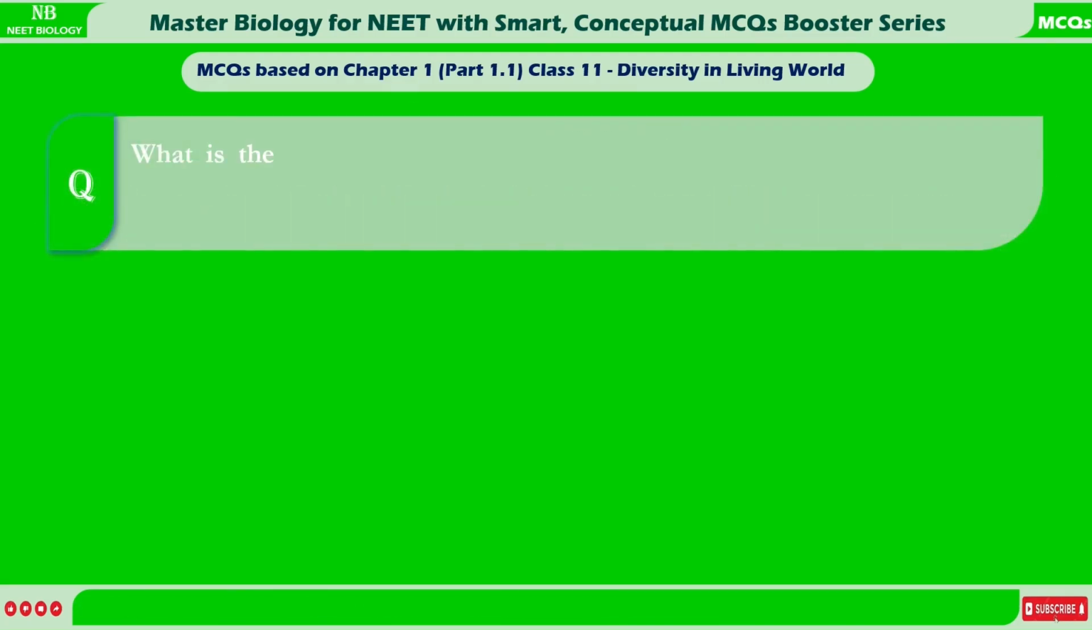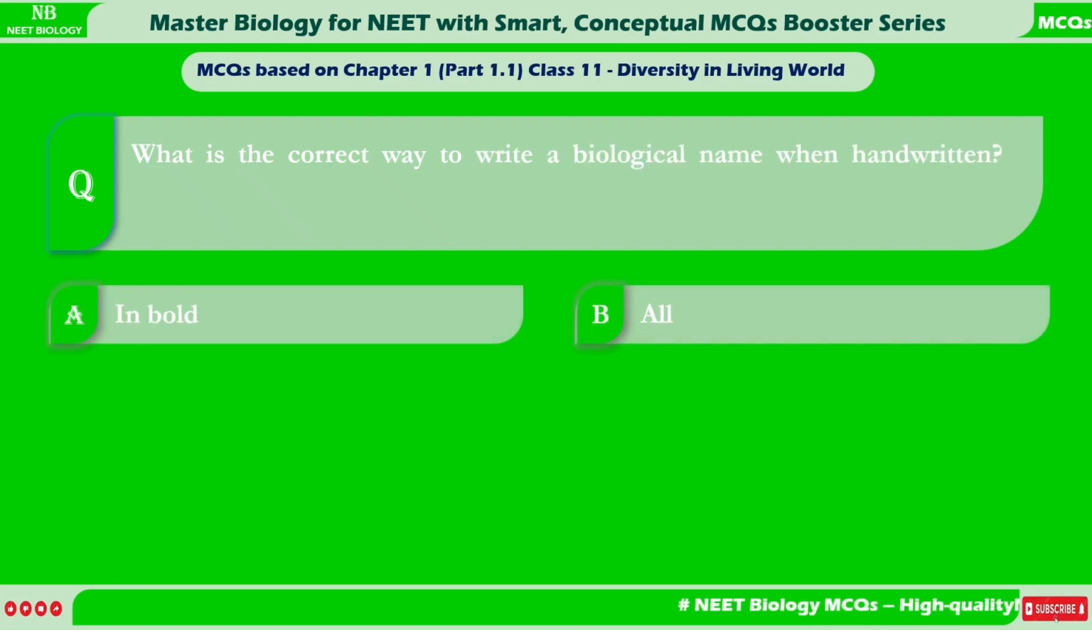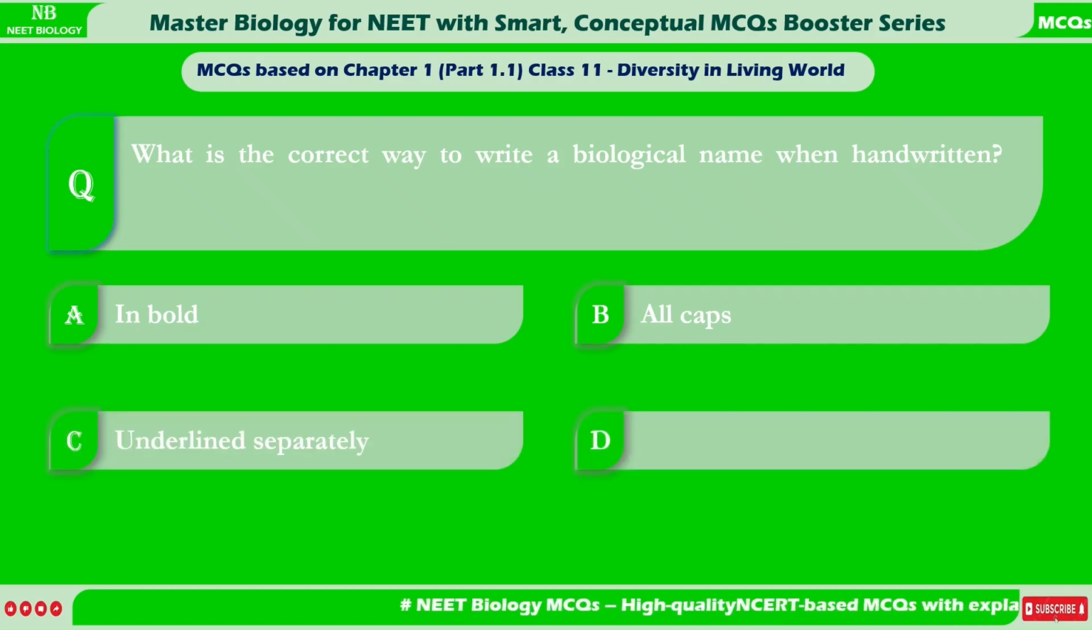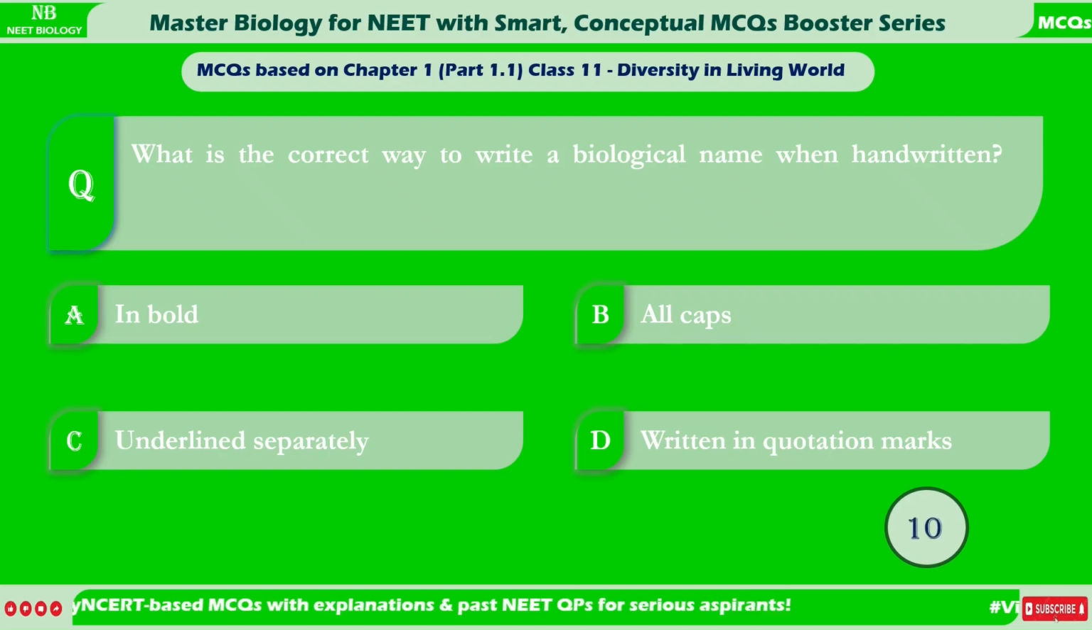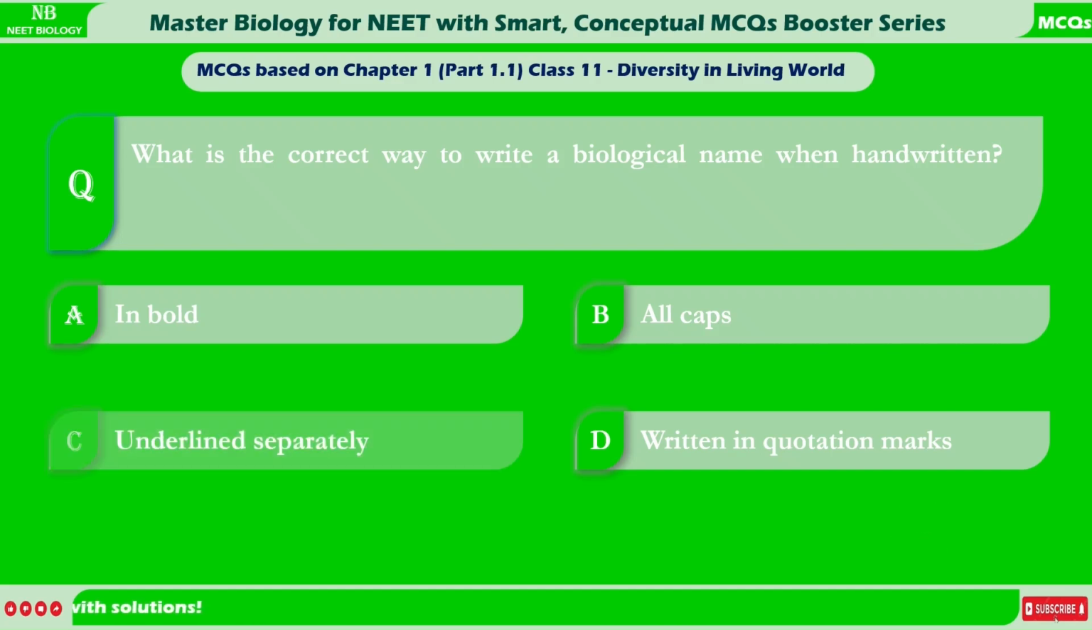What is the correct way to write a biological name when handwritten? A. In bold. B. All caps. C. Underlined separately. D. Written in quotation marks. Correct answer is C. Underlined separately.